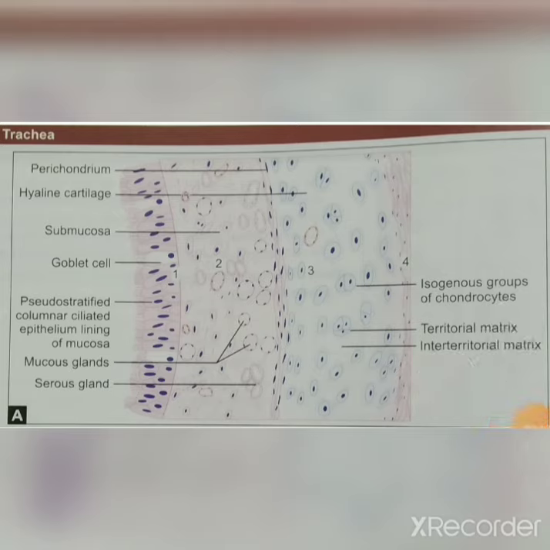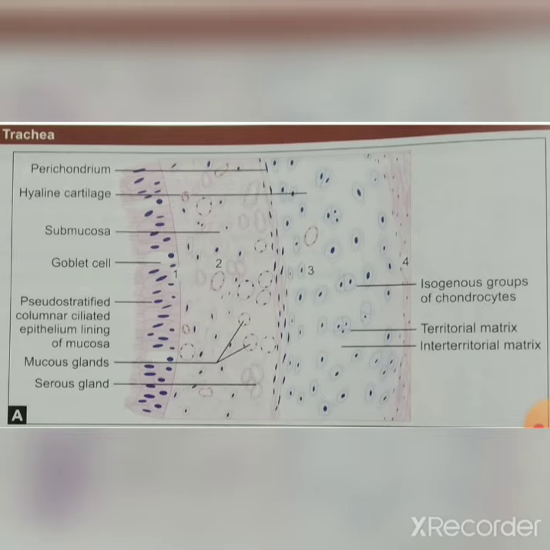Then we have the cartilaginous layer. Next to the submucosa you can see here the hyaline cartilage, and we have already discussed the hyaline cartilage. Its perichondrium has an outer fibrous and an inner chondrogenic layer, and the chondrocytes increase in size from the periphery to the center, and they appear as isogenous groups surrounded by dark-staining territorial matrix. And the last layer is called the adventitia, which consists of collagen fibers.